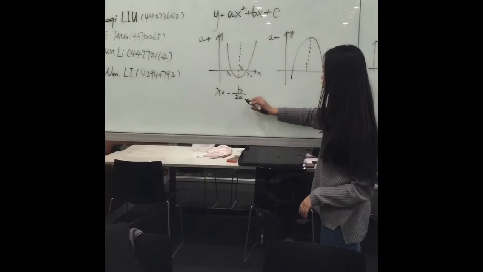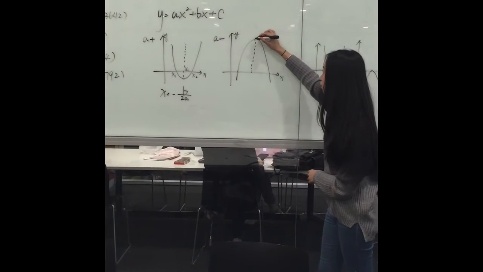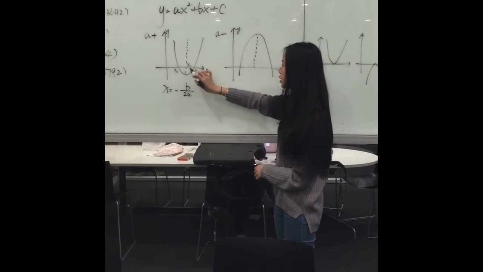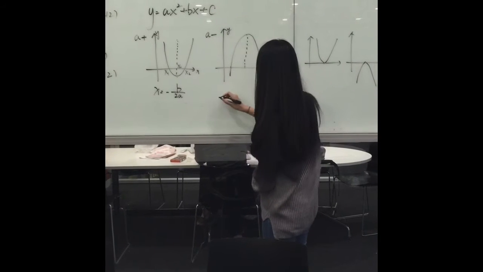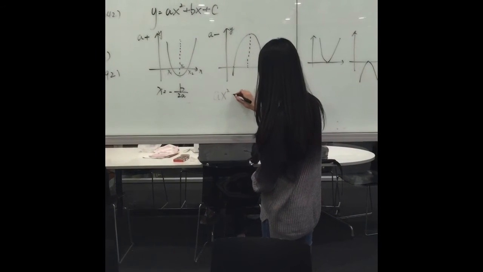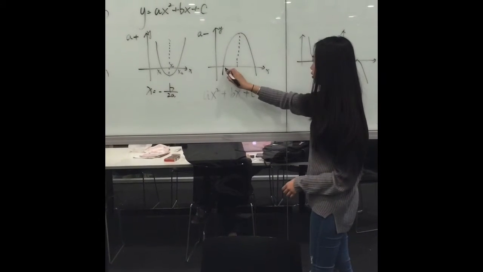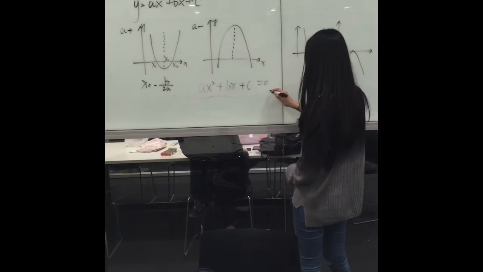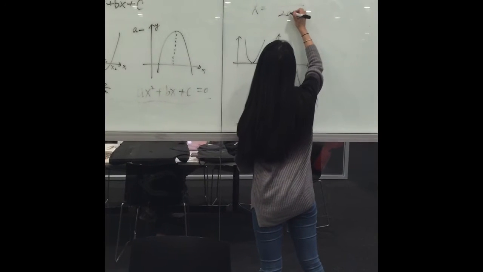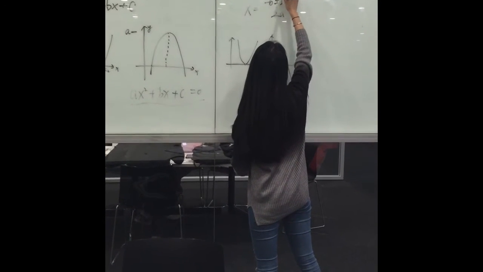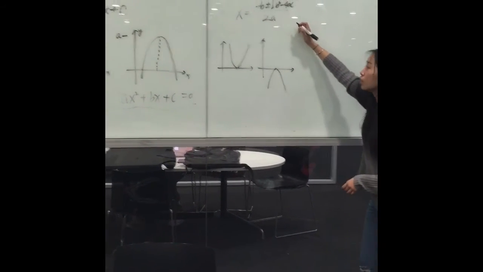We use this equation to find the minimum point or the maximum point of this graph. And to find these two points, we use ax squared plus bx plus c equals 0. To solve this equation, we use this to get the solution.